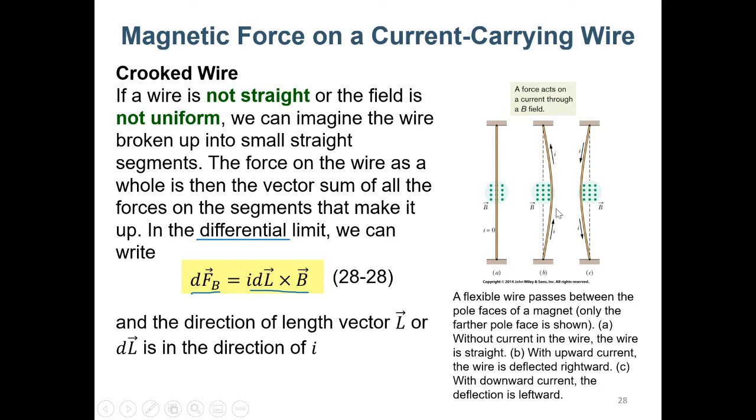And if there is a current going from the bottom to top, and the B field is out of the page, so I cross B, I pointing to the top, and then the B pointing out of the page, so the force will point to the right side. And for this case, I is going from the top to bottom, so the force will point to the left side.